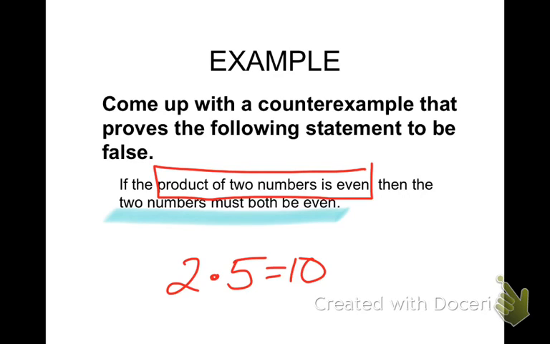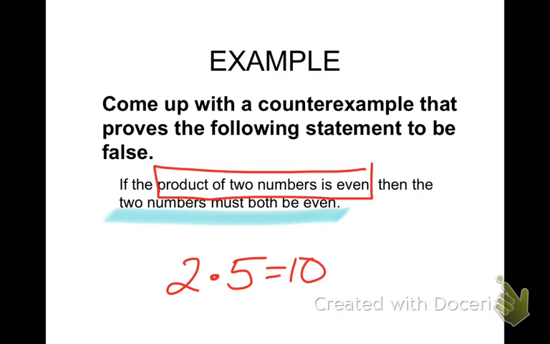Can anybody give me an odd times an odd that results in an even? Anytime you multiply an odd times an odd, it's always odd, right? 4 and 3, so that's an even and an odd. That would work too. So pretty much any even and odd would work. Okay? Counterexamples. So can you write a conditional statement, yes or no? Yes, I can. Can I come up with a counterexample?